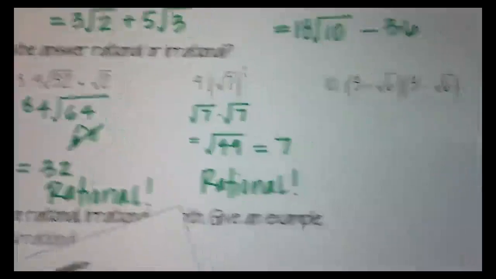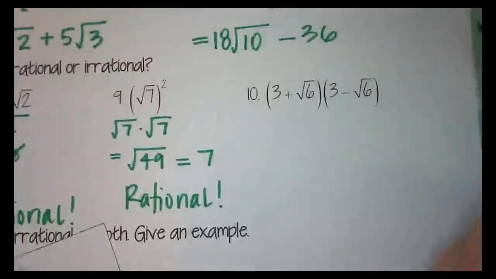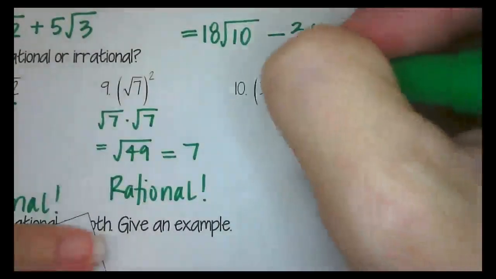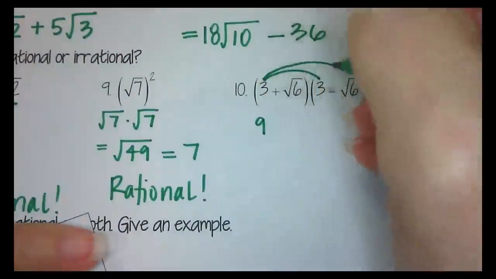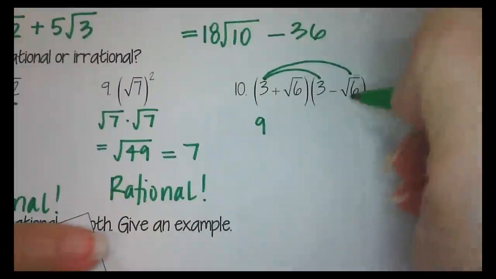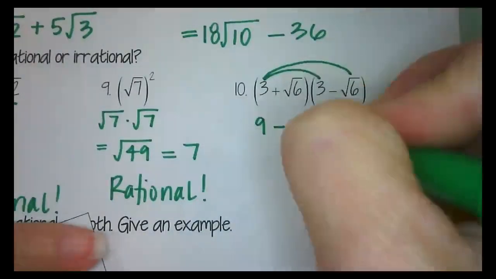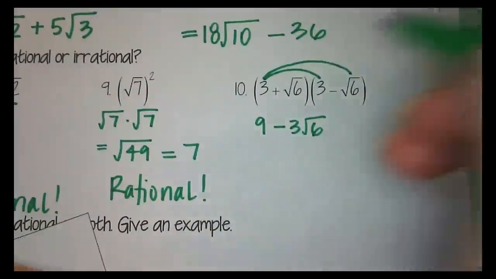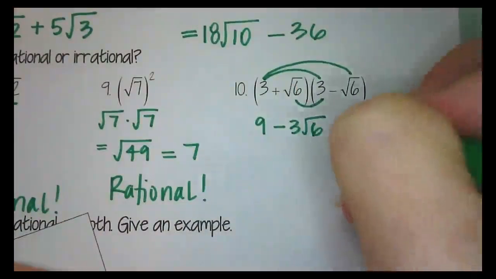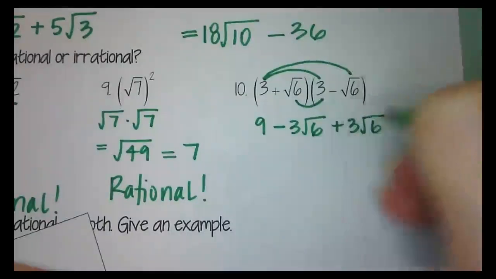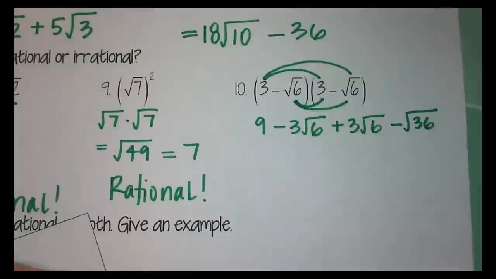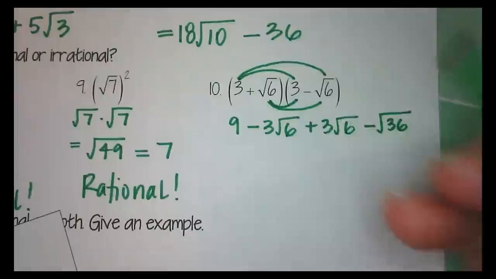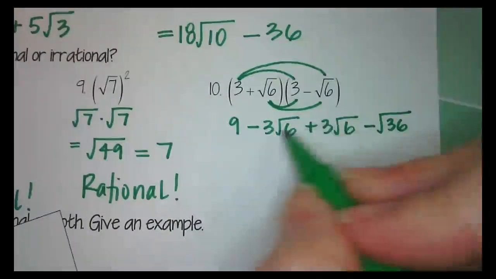Who would have thought? All right, so now, I need to do some distributive property here. So 3 times 3 is going to be 9. And then 3 times negative square root of 6 is going to be negative 3 root 6. All right, then I multiply here, I get 3 square root 6. And then multiply those together, and I get minus square root 36. All right, so now we need to simplify. So let's see. These two cancel each other out.